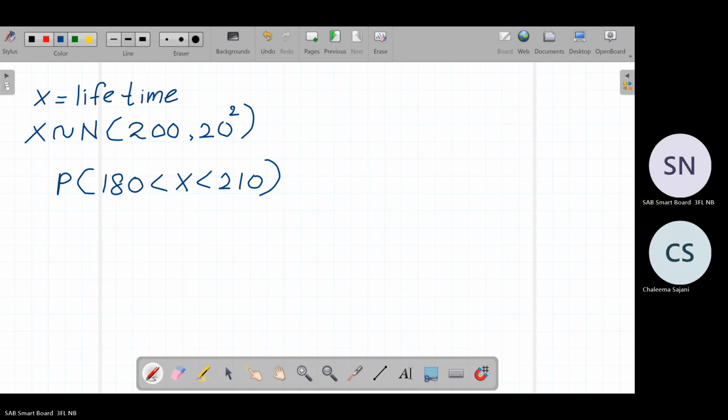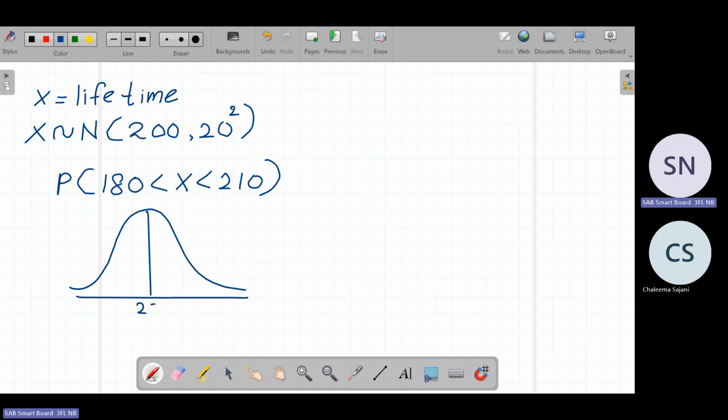Okay. Then we draw the normal curve. The middle value is 200. This is the x line. Okay. Now you need to find out the probability in between 180 and 210. It means this is. It's clear? The next step is what?